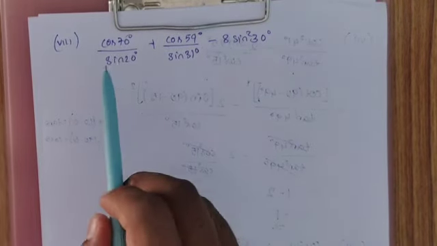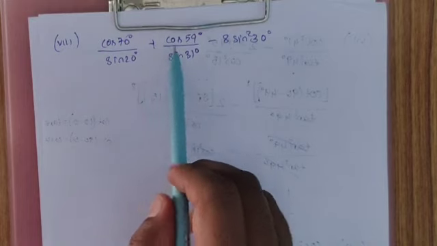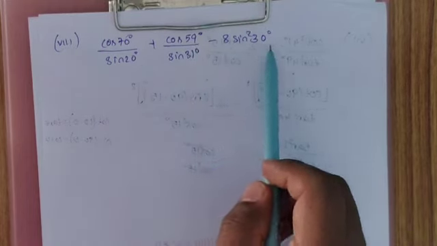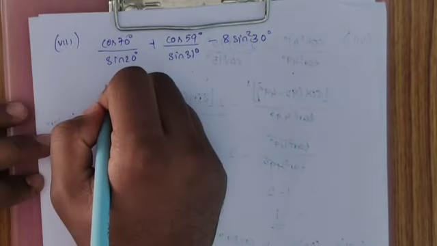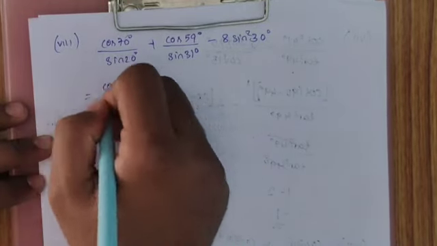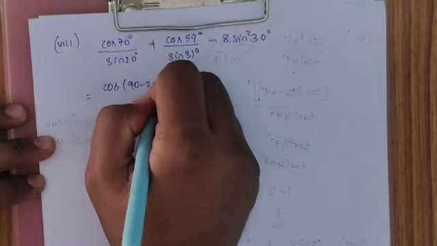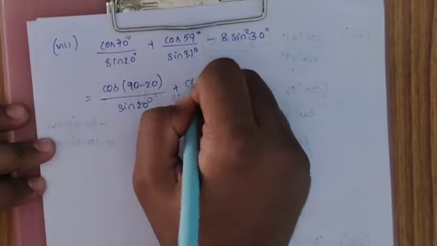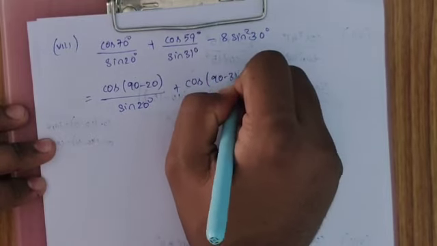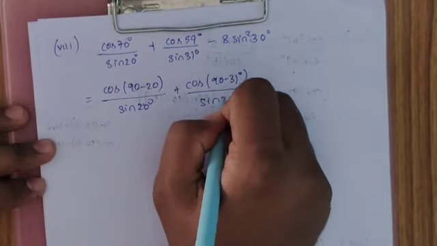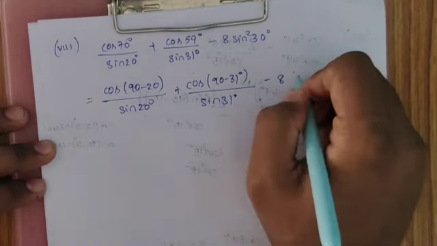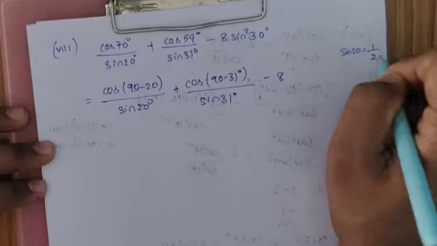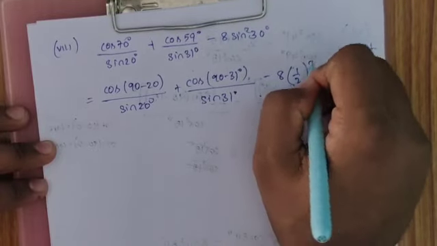Number 8. You need to find the value of cos 70 degree divided by sin 20 degree plus cos 59 degree divided by sin 31 degree minus 8 into sin square of 30 degree. So how to find this? Here I will change cos 70 degree as cos of 90 minus 20 degree divided by sin 20 degree, which will be as it is, plus cos can be changed as cos of 90 minus 31 degree divided by sin 31 degree as it is. We know the value of sin 30 degree. Sin 30 degree is equal to 1 divided by 2. So that is 8 of 1 divided by 2 whole square.